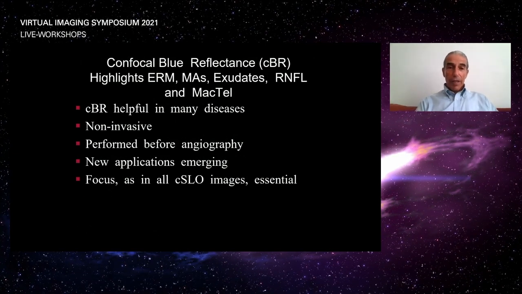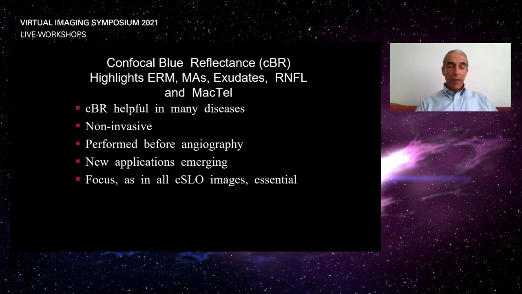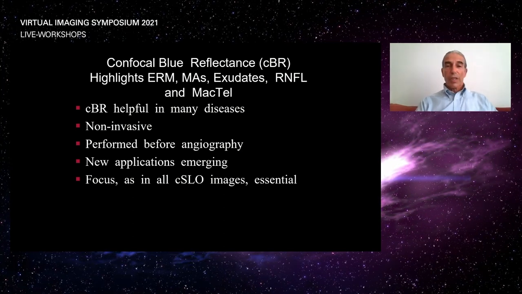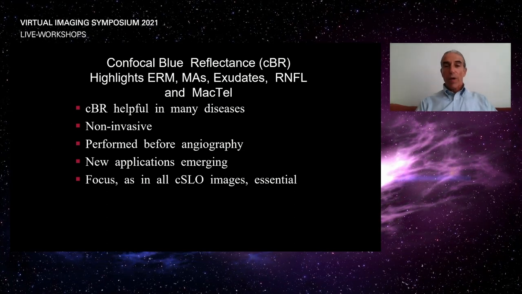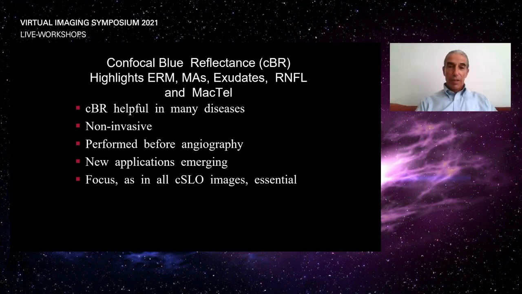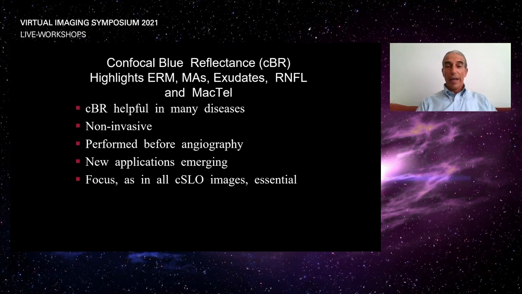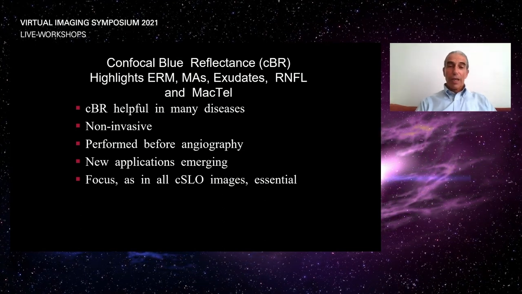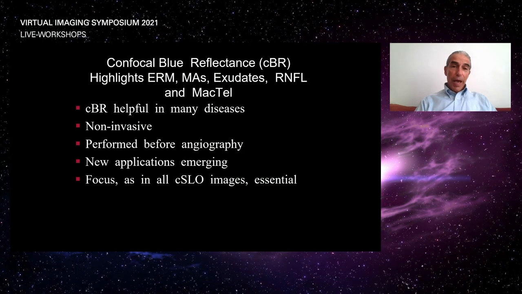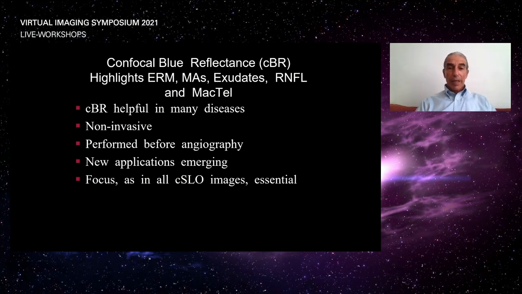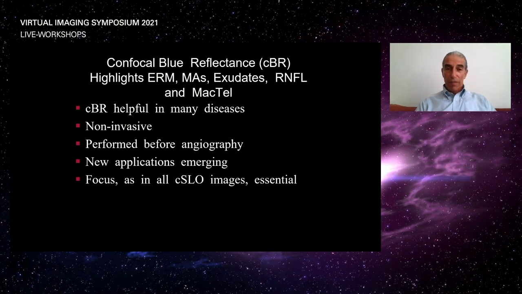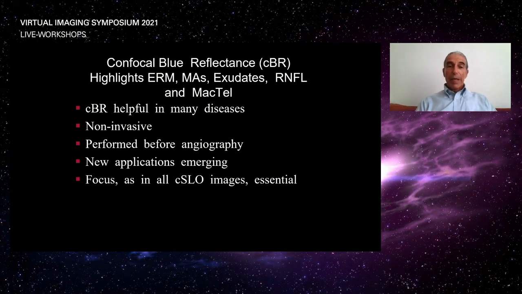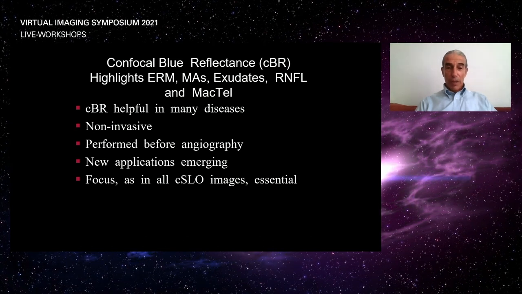So first up is confocal blue reflectance, which is abbreviated as CBR. It used to be called red-free on fundus images. It used a green light to highlight basically hemorrhages and the nerve fiber layer, and it's helpful in many diseases. It's non-invasive. We perform it before angiography. New applications are emerging, and it's essential to be in focus.